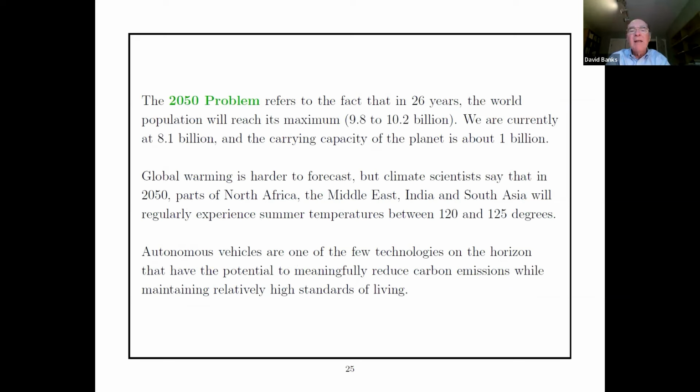Global warming is harder to forecast than demography, but the climate scientists say that in 2050, parts of North Africa, the Middle East, India, and South Asia will regularly experience summer temperatures between 120 and 125 degrees. That is not survivable unless you have lots of potable water and high technology, and most of the countries in those regions don't have that. Autonomous vehicles are one of the few technologies on the horizon that actually has the potential to make a meaningful reduction in carbon emissions while maintaining relatively high standards of living. And so I think that we need to be paying a lot of attention to autonomous vehicles.